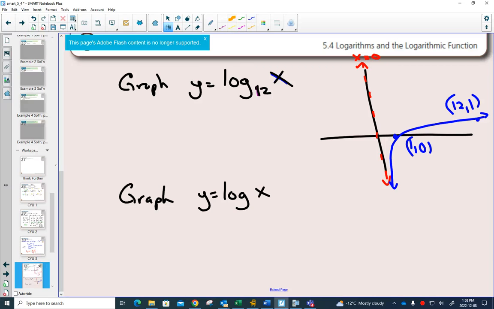I'm going to see if you remember this or not. Obviously, it's a log graph. It's going to have (1, 0). It's going to have an asymptote at x equals 0. What other point is on this one? (10, 1). Do you remember when it's not written? There's an invisible 10 there. This is called the common log.